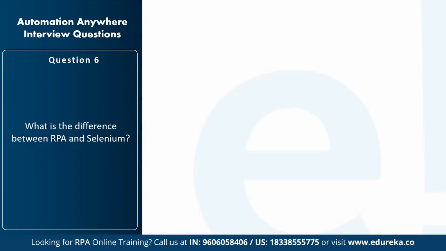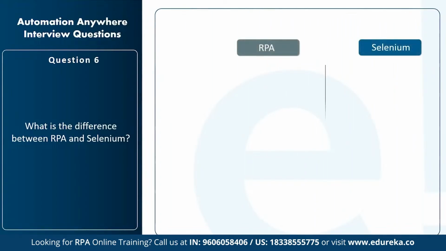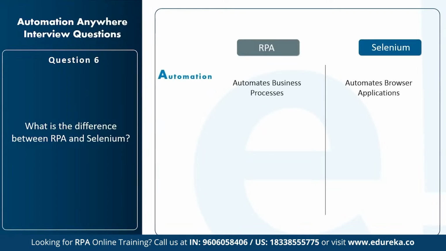Now this is also one of the most popular confusions that mostly arises between RPA and Selenium, as both of them automate tasks. Well, let me just clear the confusion for you guys. So we'll compare RPA and Selenium based on various parameters. So starting with automation, RPA basically automates business processes, whereas Selenium automates browser applications. So you can't automate everything with Selenium. Basically, you can't automate different kinds of applications. Like, if it's not a browser application, then you cannot automate with the help of Selenium. But yes, you can automate with the help of RPA.